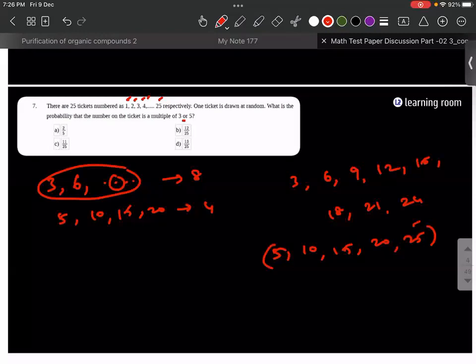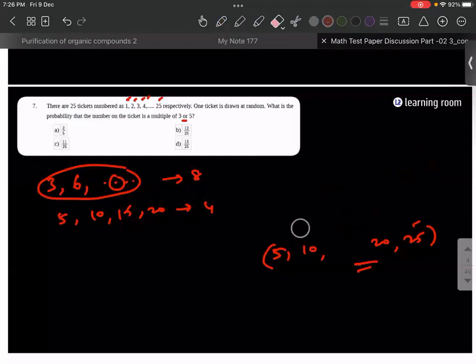Actually, 25 should be the total. There are 25 tickets, and one ticket is drawn at random. What is the probability that the number on the ticket is a multiple? Actually, it should be 13 by 25 only. So we should include 15 both times. Counting: 1, 2, 3, 4, 5, 6, 7, 8, 9, 10, 11, 12. But 15 is counted twice, no? That is the problem. So 15 should be counted only once. So what is the right answer? 12 by 25. It is actually 12 by 25.